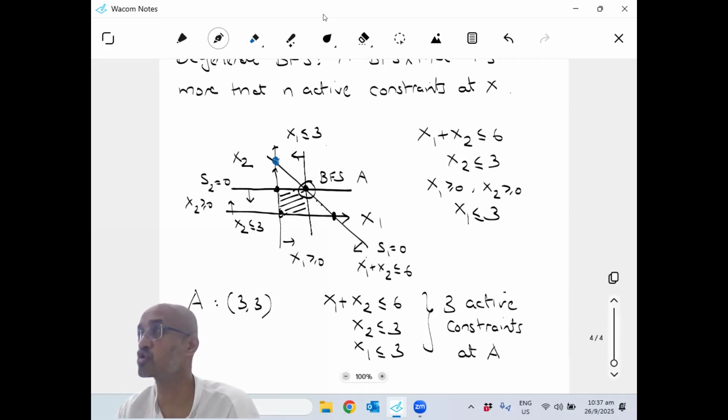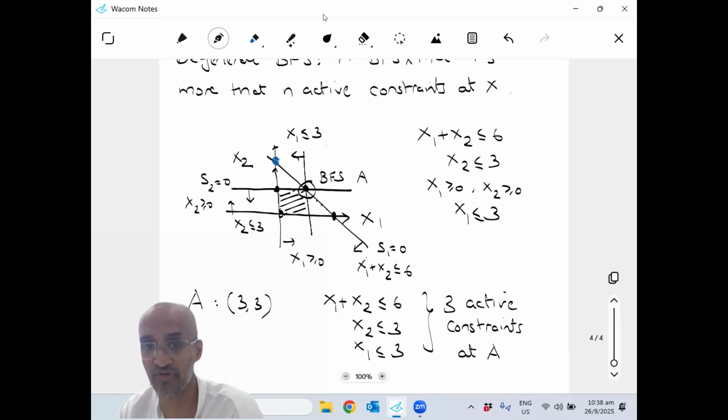Two of these constraints should be enough to tell me what A is. The third one is really just a redundant constraint. It doesn't give me any additional information. If I solve these two equations, the third one is satisfied at equality automatically. Okay, so this is an example.